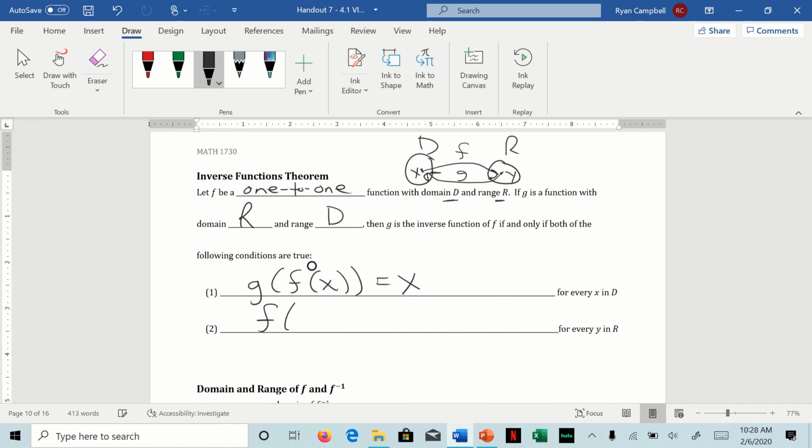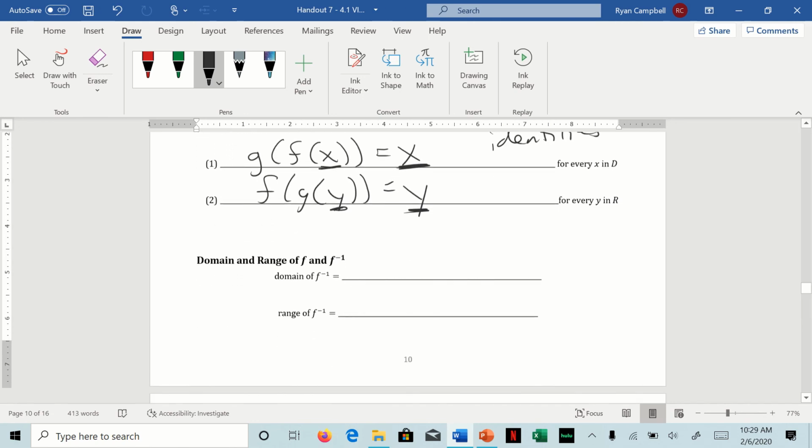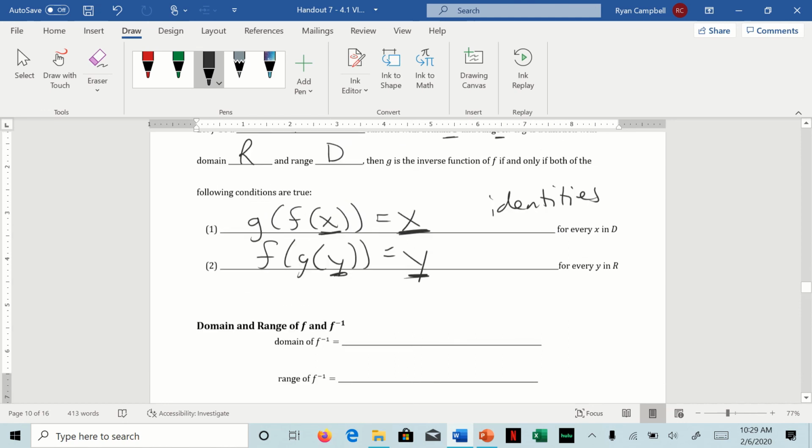Likewise, if we have f of g of y, if y goes to x through g and then back to y through f, when you go through this whole process, you should go back to y. These are called identities. Whatever you start with, after you go through the function, you end up with the exact same thing. It's called an identity function.